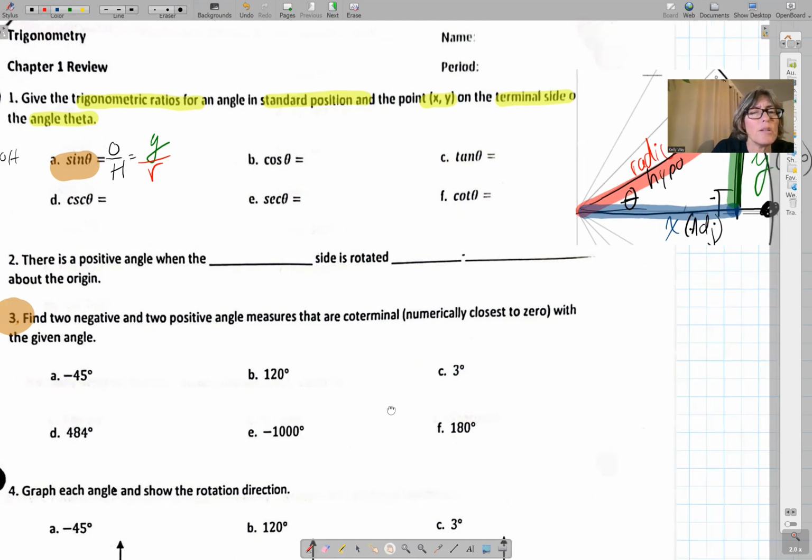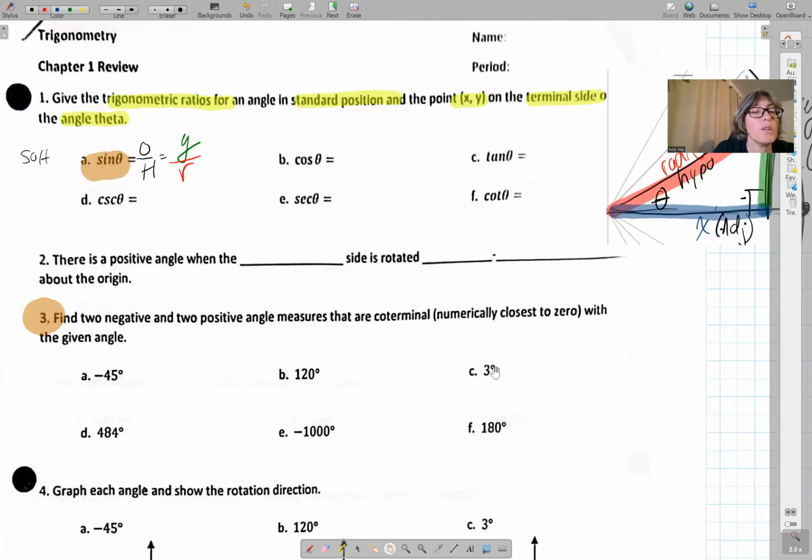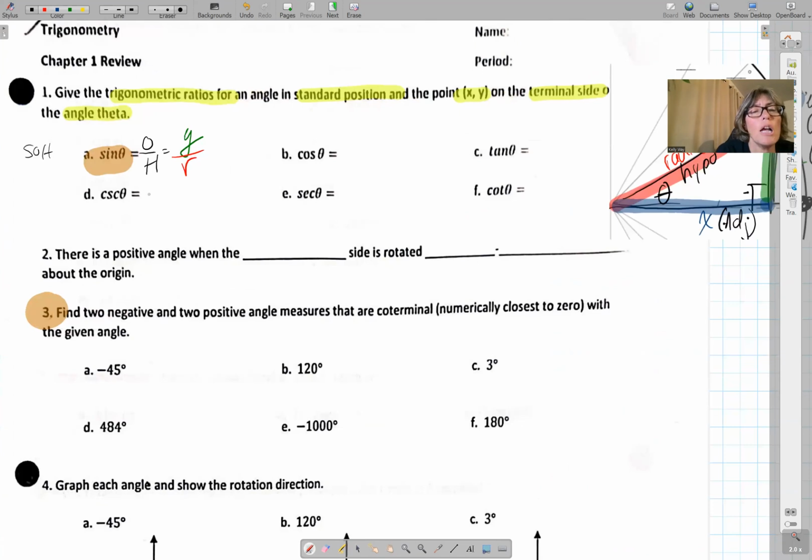And then cosecant. Cosecant is the opposite of sine. So it's cha. Excuse me, cho. Cha is the last one, cho is the first one. So it's hypo over opposite. So the cosecant of that angle is going to be the radius over y. So it's the exact inverse.